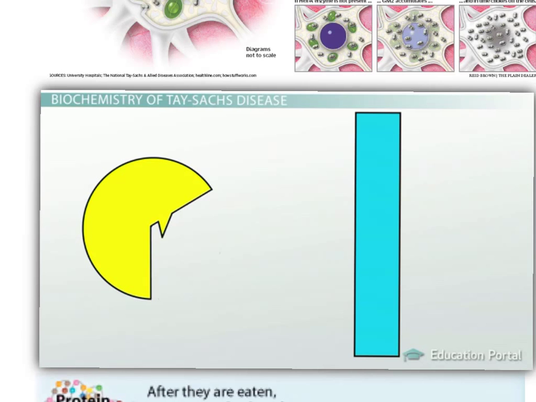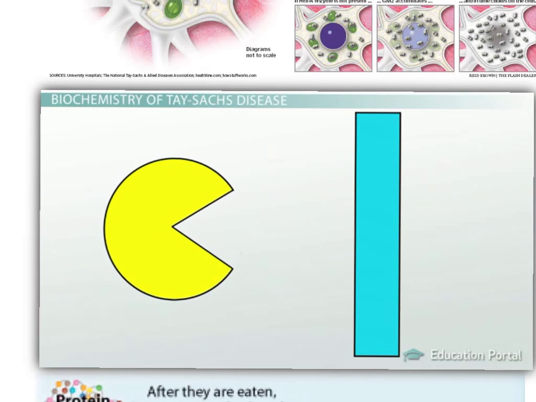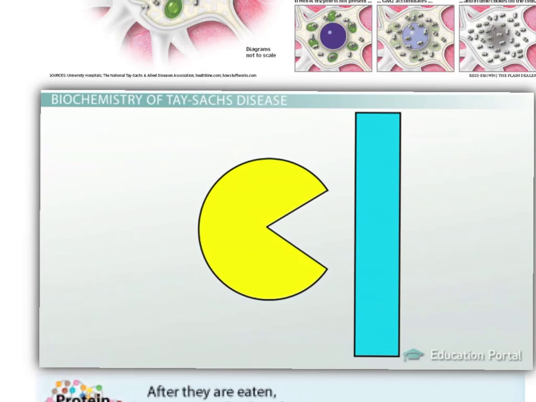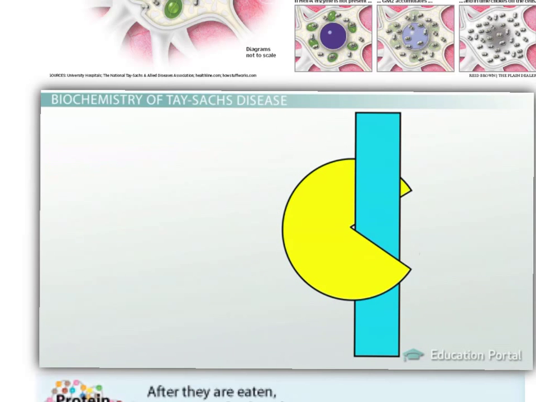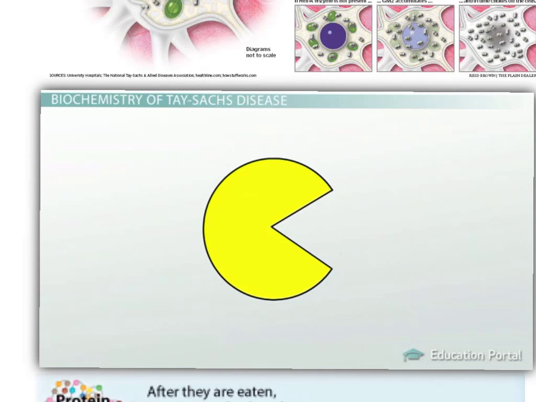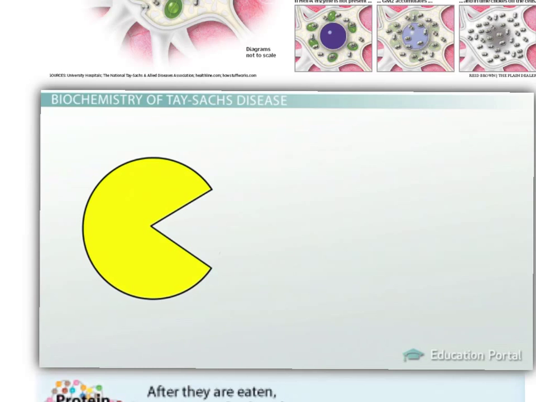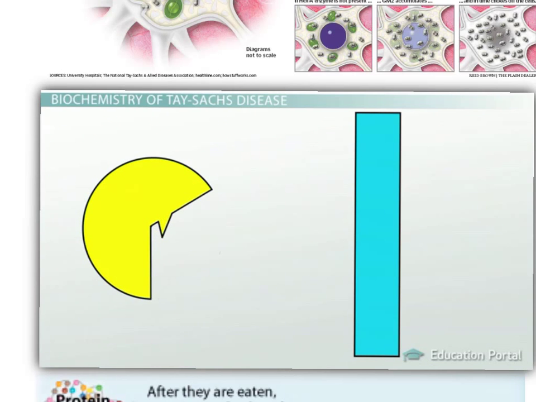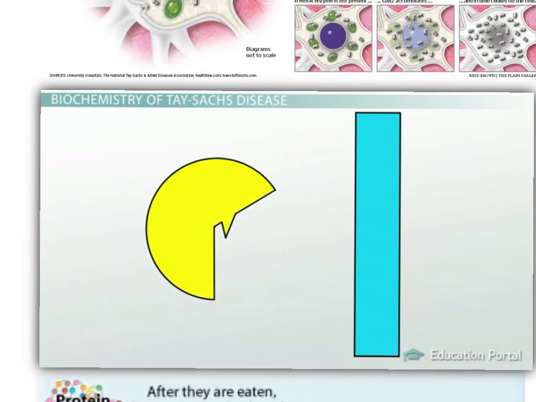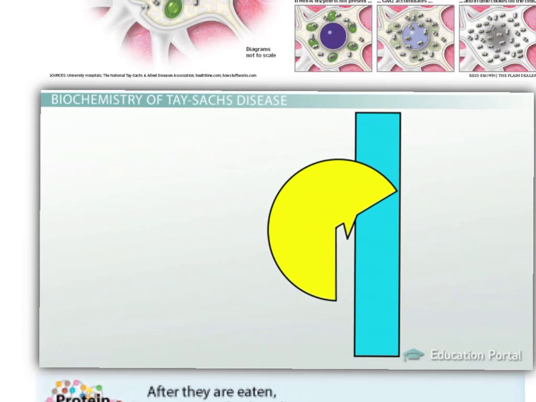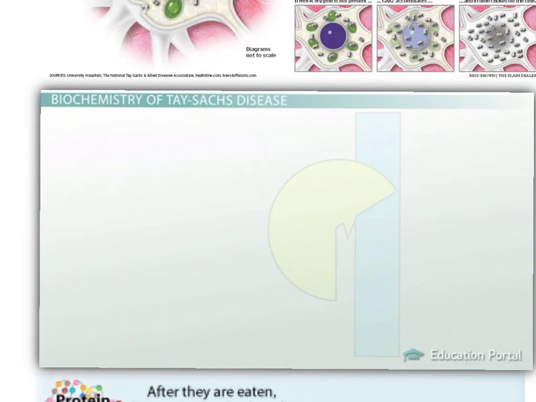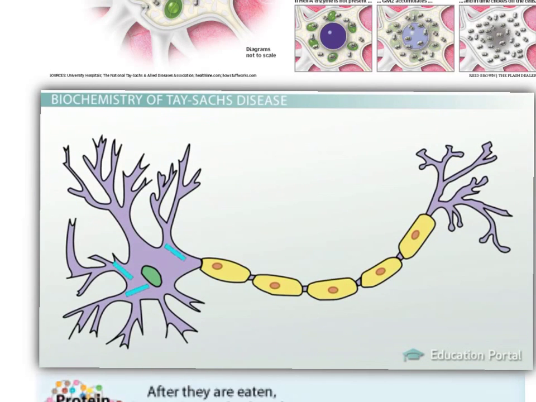In the developing brain of a young child, GM2 ganglioside is rapidly made and degraded. If the child doesn't have any beta-hexosaminidase A activity, because both copies of their HEXA genes are producing dysfunctional enzymes, then GM2 ganglioside builds up in the neurons and eventually destroys them.